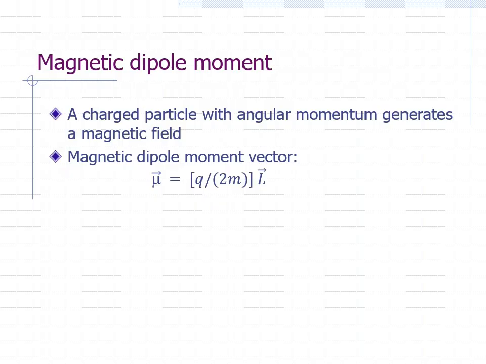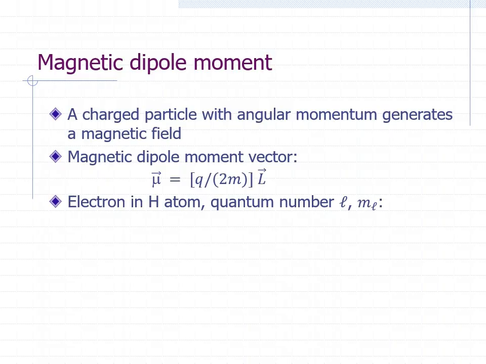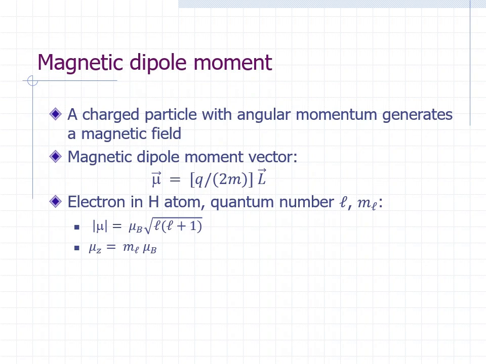For an electron in a hydrogen atom, the quantization of orbital angular momentum implies that the atom's magnetic dipole moment is also quantized. Both the magnitude of the dipole moment and its z component take on discrete values, determined by the quantum numbers L and m sub L. The formulas for these quantities closely resemble those for orbital angular momentum, except that the Bohr magneton replaces h-bar.